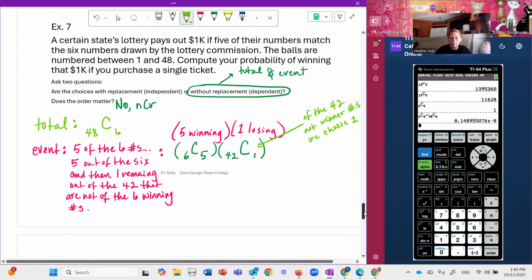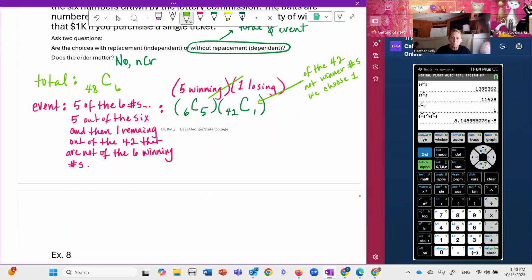And here I'm going to put a little note that says, of the 6 winning numbers, we chose 5. I don't know what it is about this particular problem, but it looks really confusing. After you work it and I put those words down, it somehow comes together a little better.